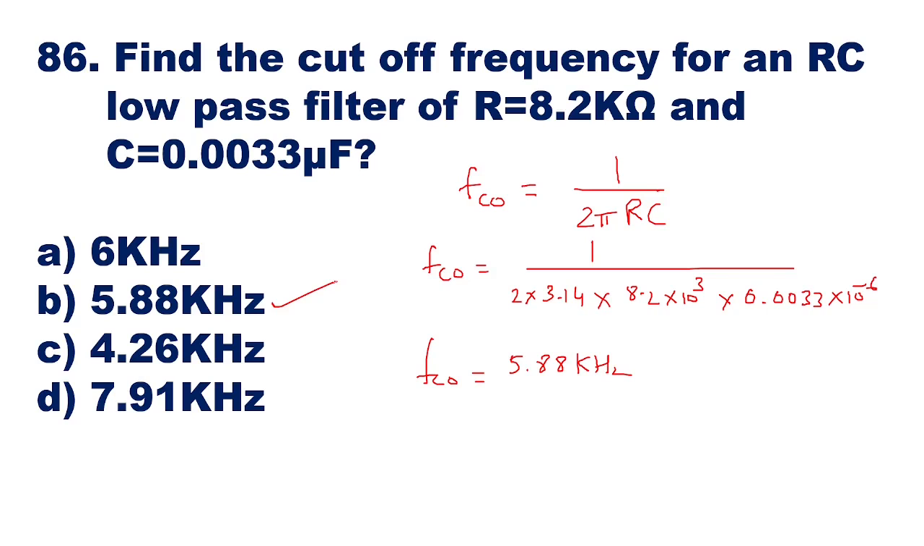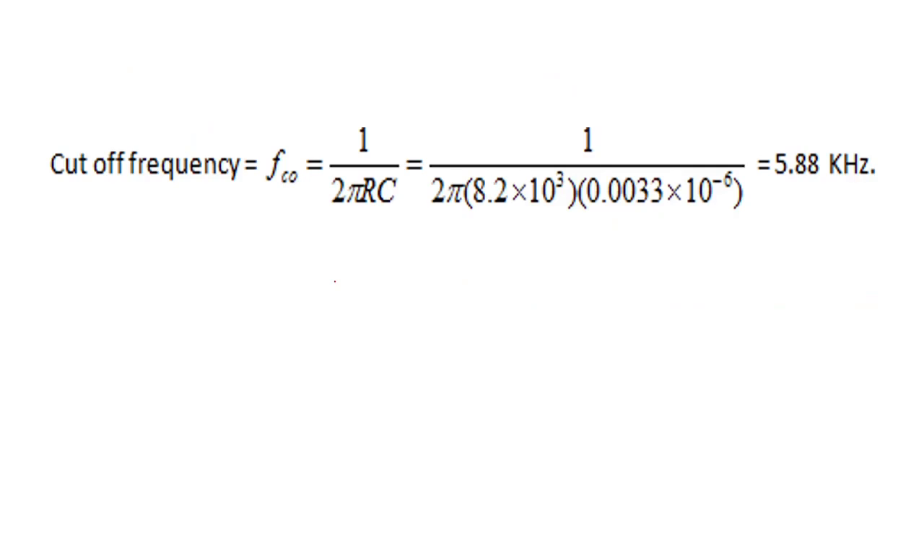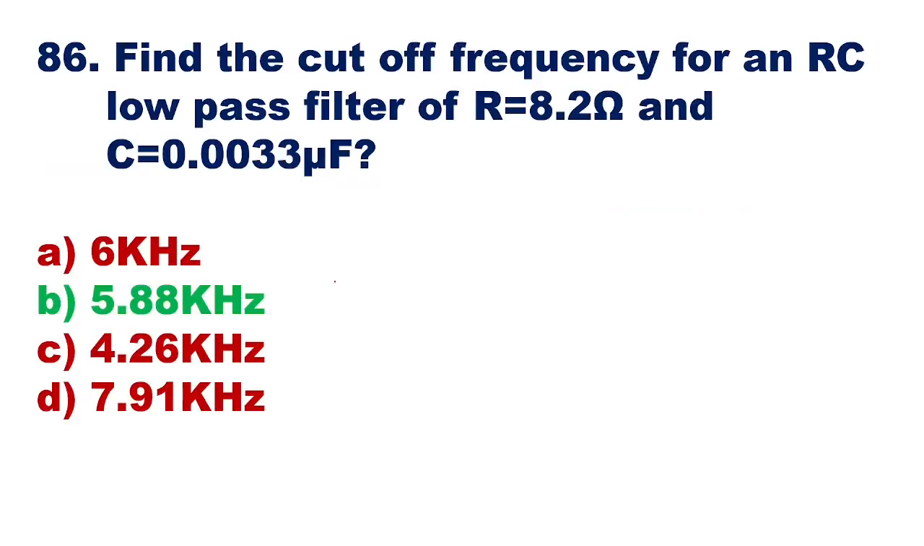So the cutoff frequency formula for low pass filter is 1 upon 2 pi RC, and if you substitute the values given in the numerical, so R is equal to 8.2 kilo ohms and C is equal to 0.0033 microfarad, we'll get cutoff frequency is equal to 5.88 kilohertz. So here you can see the solving, and in this solving we get 5.88 kilohertz as the answer, and therefore option B is the right answer here, that is 5.88 kilohertz.